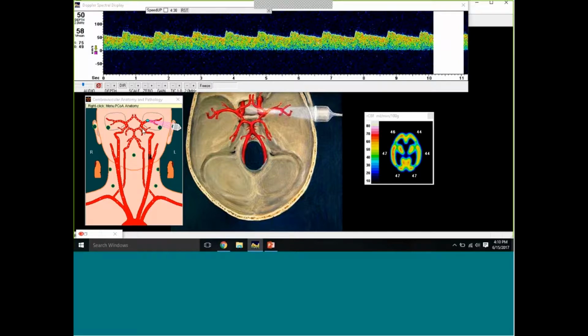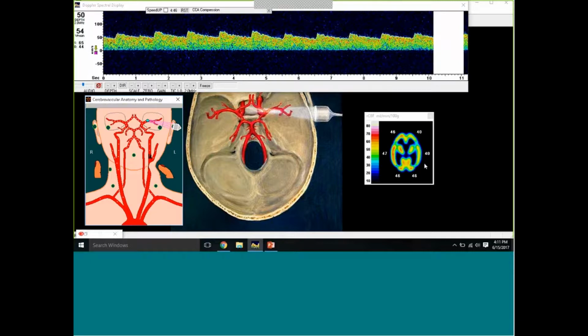So this occluded off, and you see nothing happened to the brain as far as hypoperfusion. The bridges are protectors, okay? So let's open that back up. And let's see what happens here. Let's increase our depth.